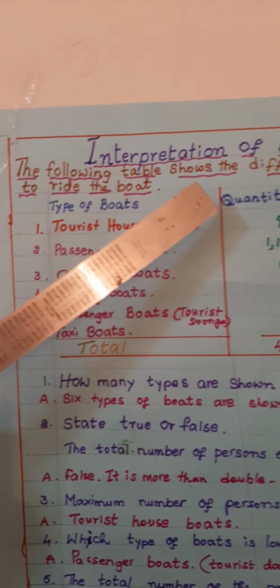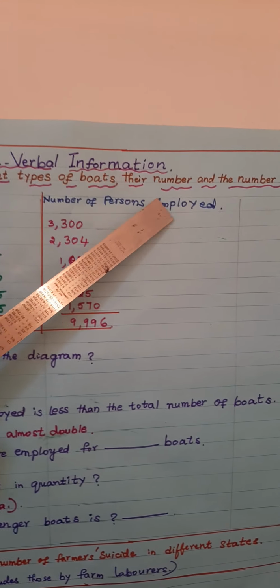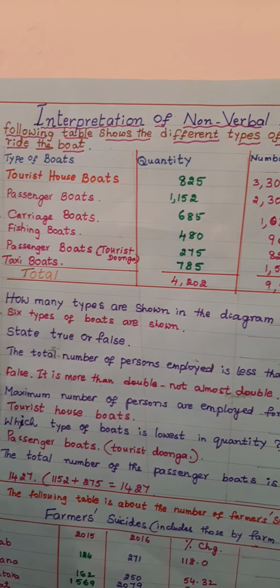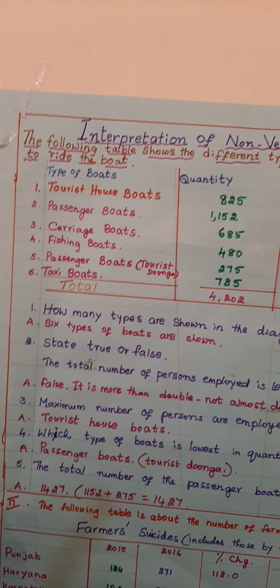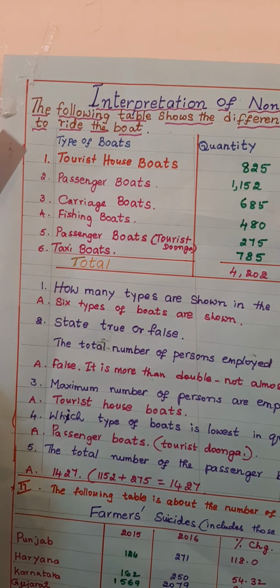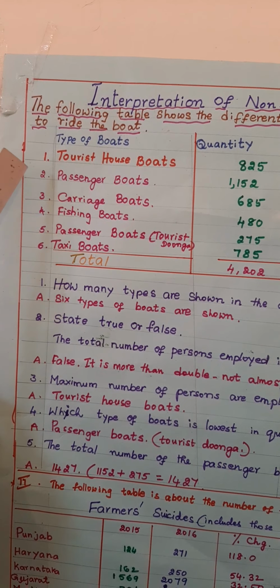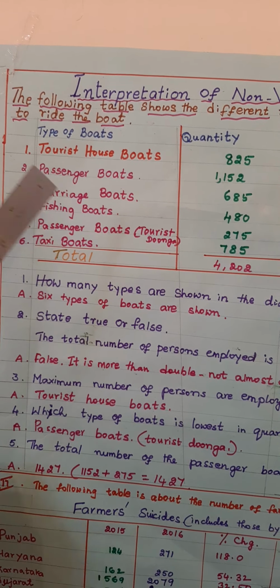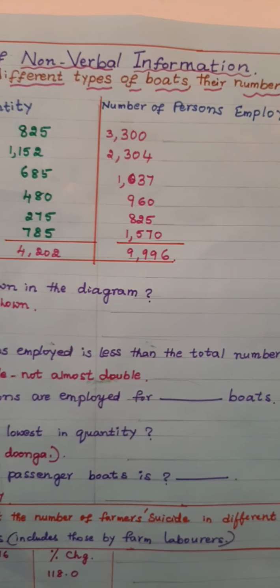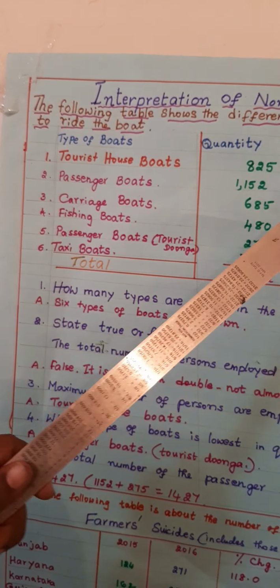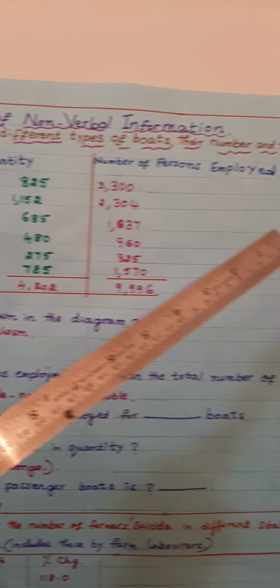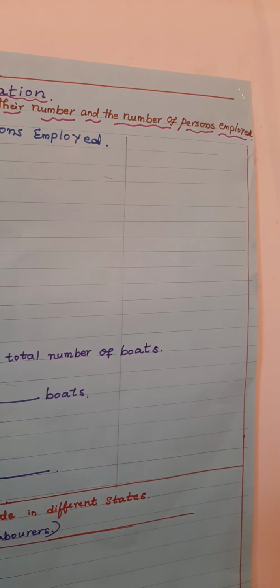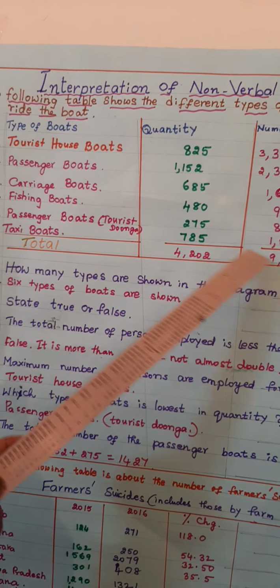The following table shows the different types of boats, their number, and the number of persons employed to ride the boat. So all of you first look at the table and what it shows. In the examination also, you have to thoroughly observe what the chart or the table has given to you. You have to look at all the columns given in your table. Here, they have given different types of boats, their numbers, and the number of persons employed.